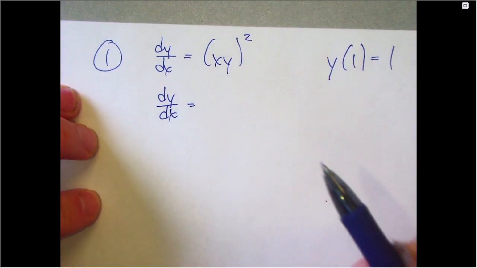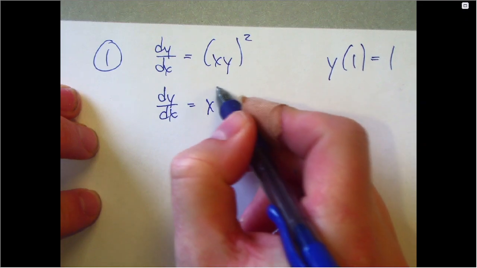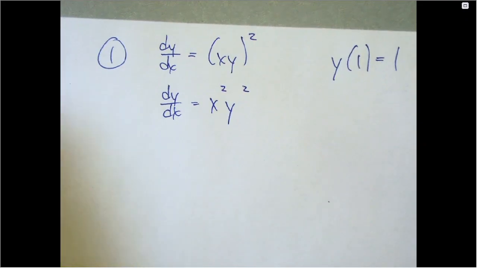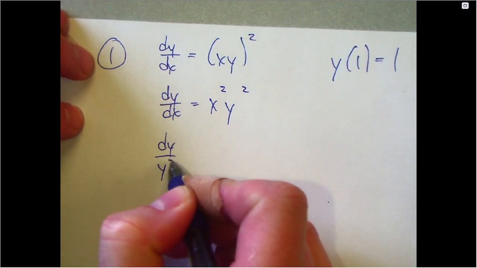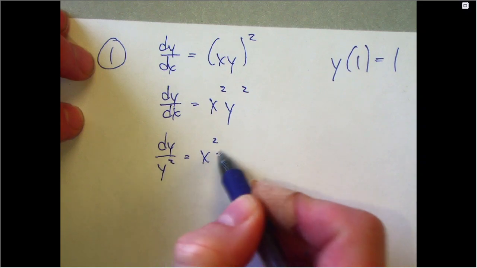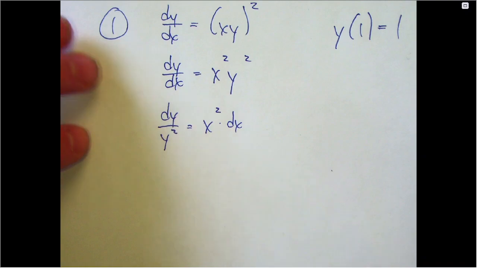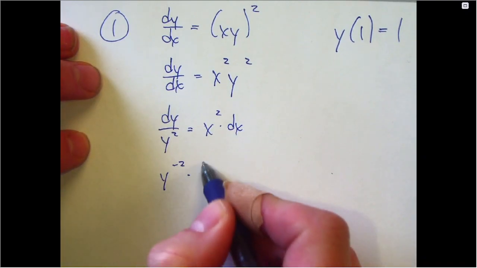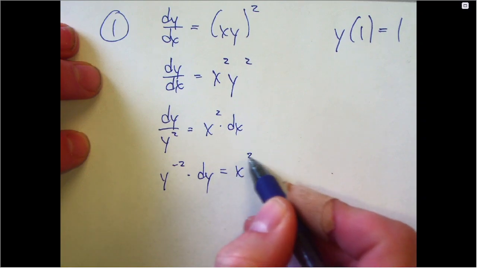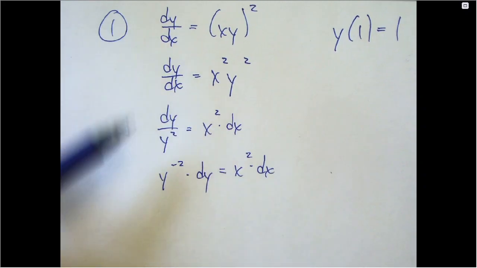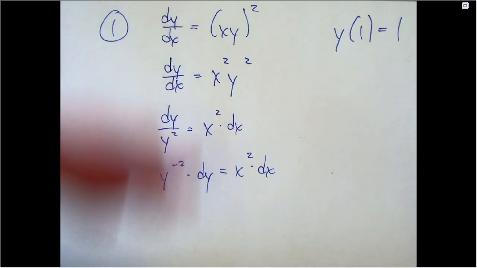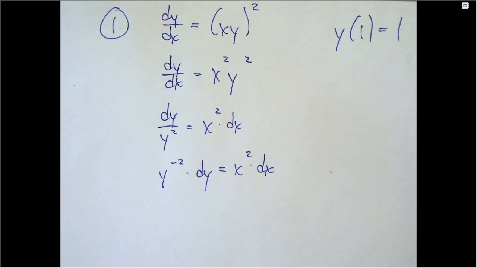To start this, I can't really separate it as it is, but if I square both those things, just distribute the square through, now I can. So I'll end up with dy over y squared equals x squared times dx, which is probably easier to see if I do y to the negative second equals x squared times dx. You don't have to show this step; some of you could get there in one step. I'm just showing it for the purpose of explaining what's happening.